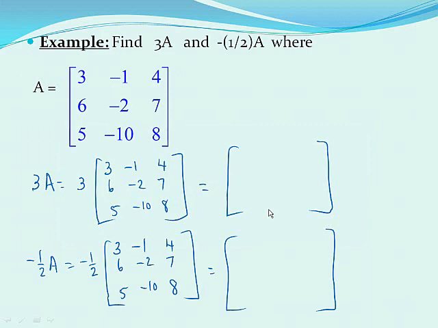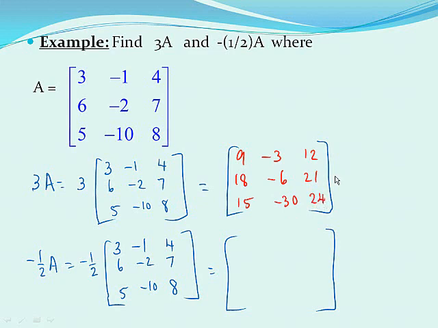Example, find 3A and negative 1/2 times A, where A is given as a 3 by 3 matrix. Let's calculate this. 3 times A means every entry of A is multiplied with 3. So we will get 3 times 3, 9, negative 3, 12, 3 times 6, 18, then we will get negative 6, 21, 15, negative 30, 3 times 8, 24. So this is the matrix 3 times A.